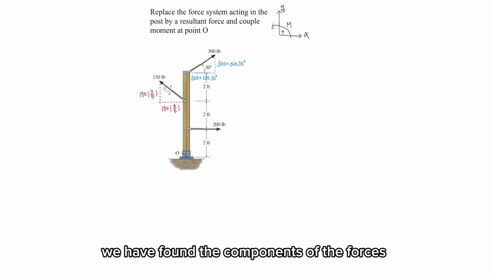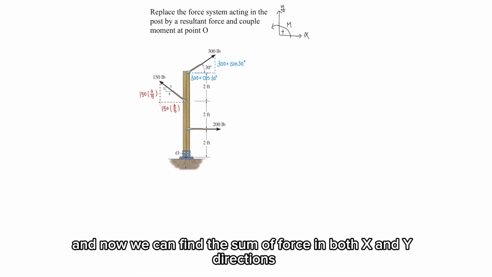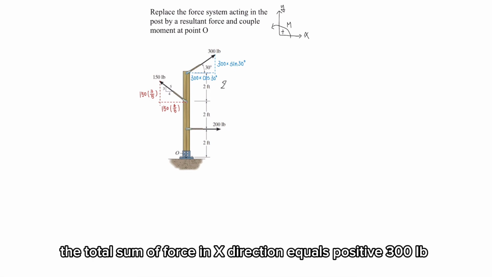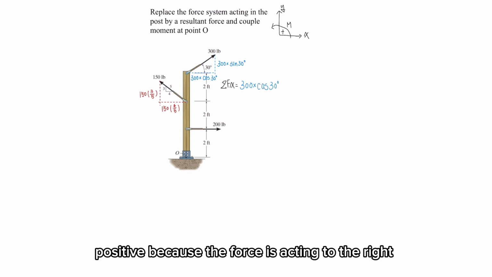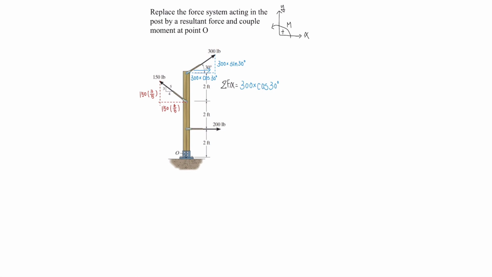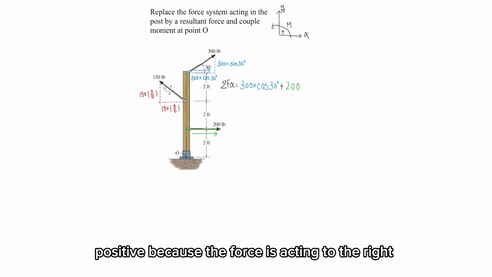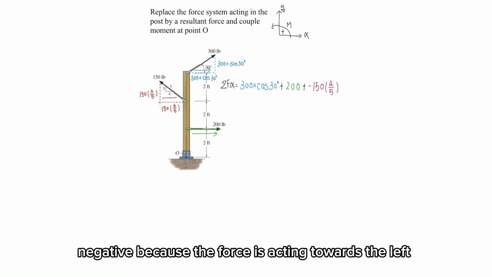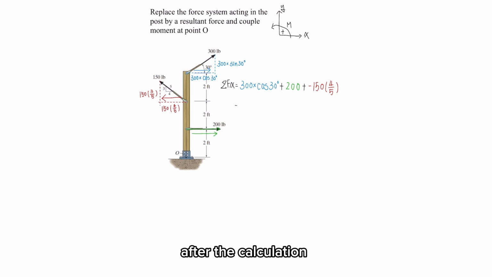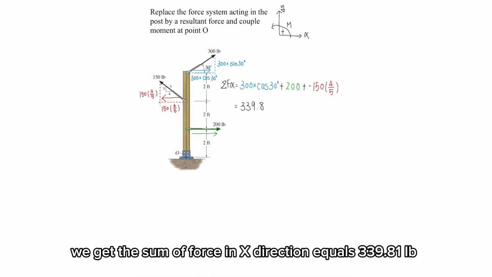We have found the components of the forces, and now we can find the sum of force in both x and y directions. The total sum of force in x direction equals positive 300 pounds multiplied by cosine 30 degrees, positive, because the force is acting to the right, plus positive 200 pounds, positive, because the force is acting to the right, plus negative 150 pounds multiplied by 4/5, negative, because the force is acting towards the left. After the calculation, we get the sum of force in x direction equals 339.81 pounds.